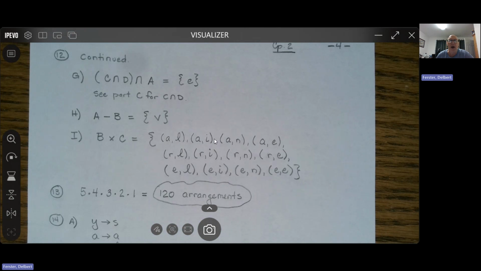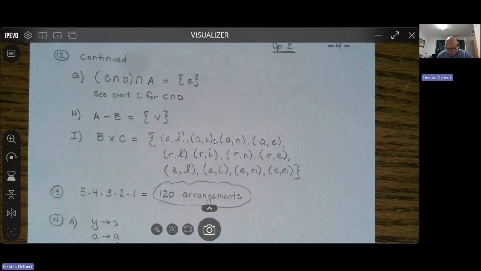A with L, A with I, A with N, A with E. Then you switch it out. You've used A with everybody. So you pick up R with everybody. And you pick up E with everybody. And you are done. Okay.